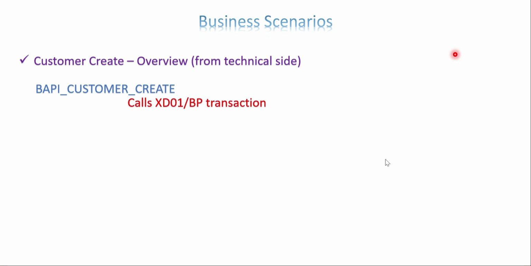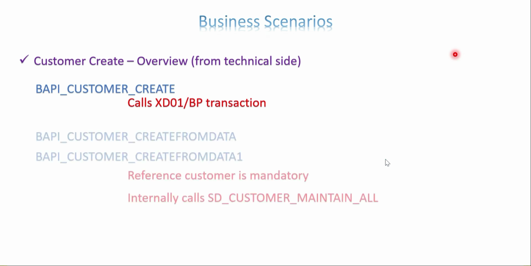This function module doesn't have any import parameter where you can give the basic information to create a customer, like name, address information, company code information, or sales information. So nothing in this particular BAPI. It calls the transaction directly, almost like a BDC.